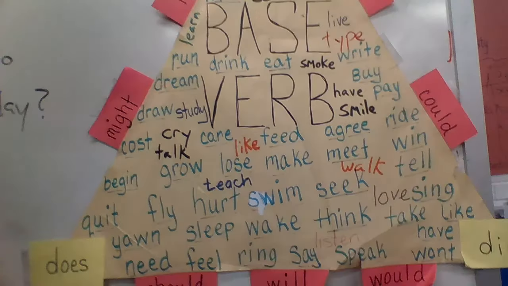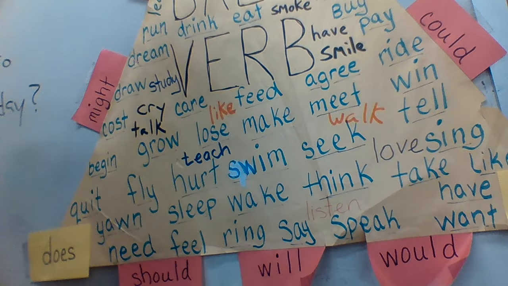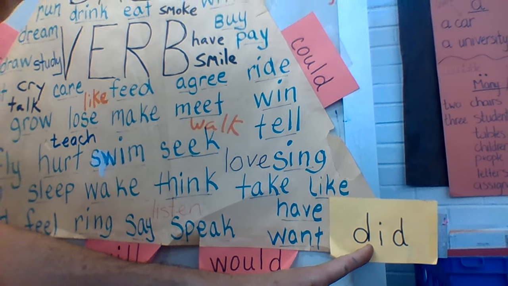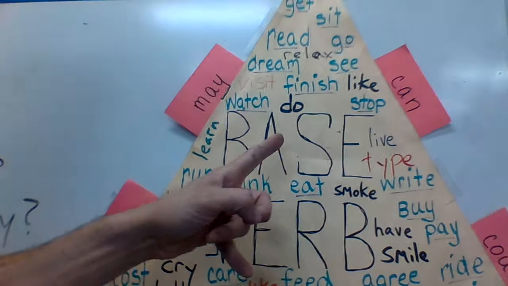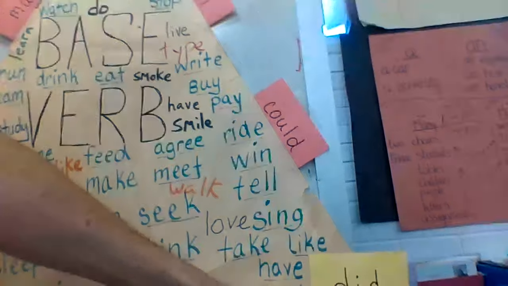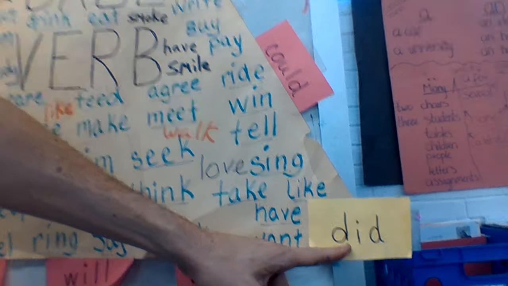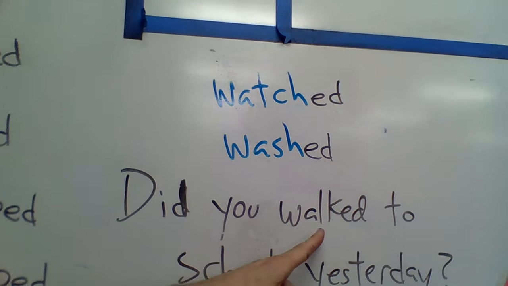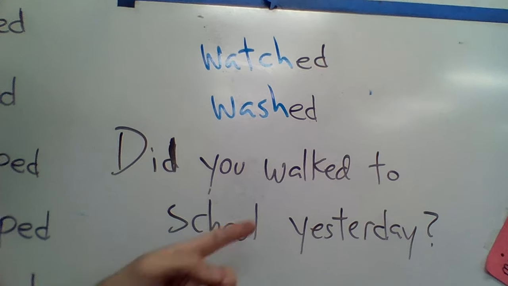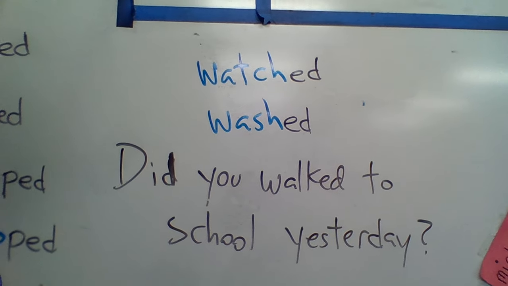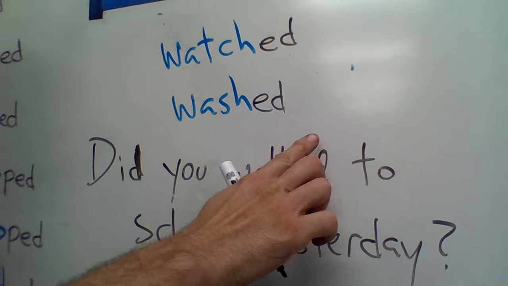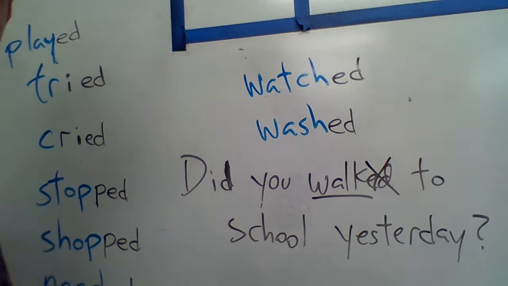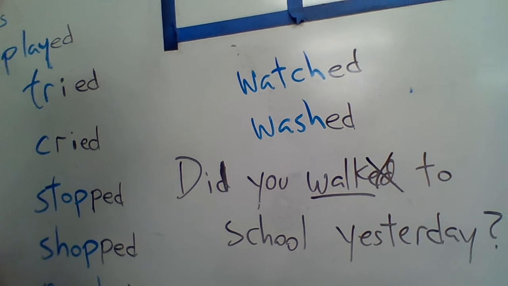According to the wisdom of the triangle, when we have a word like did, the next verb must be the base verb. Let me say that again. After did, the next verb must be the base verb. So, did you walked? Here's my question for you. Is the word walked the base verb? And the answer is no, it's not. Okay, so we must take out the ED. Did you walk to school yesterday?